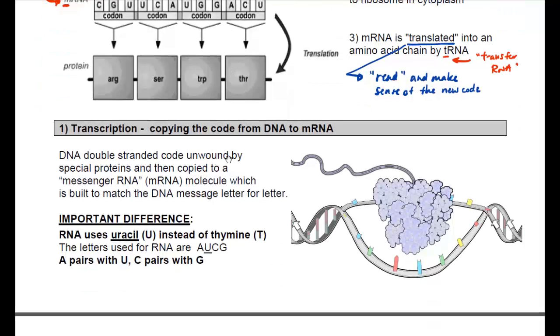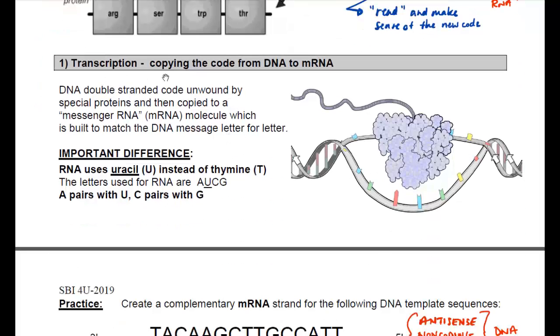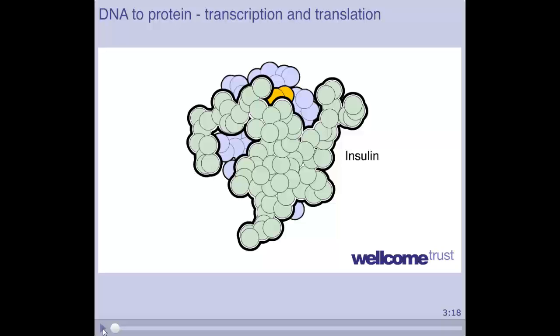Okay. So let's keep going here. During transcription, you're going to copy that code from DNA to mRNA. We already said that. I'm going to jump now to a little animation just to show you kind of how things work. So let's start off by looking at a pretty complicated protein. These little round balls that you see there all represent different amino acids. And let's jump right into how this insulin molecule was formed.